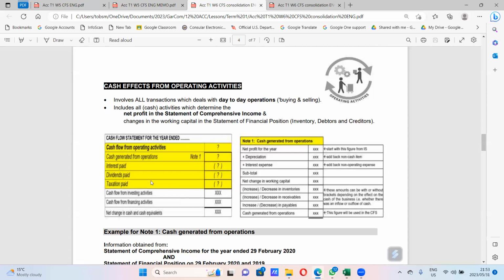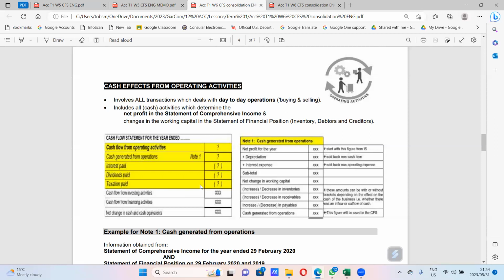And then taxation, the formula is opening balance plus current taxation minus closing balance. This is under the assumption that the opening balance and the closing balance are credit balances, which means we owe some. So opening balance plus current tax minus closing balance, because that's what we're going to pay. We're going to pay the opening balance and the current tax, but if there's a closing balance, then we didn't pay that amount. We didn't pay everything.